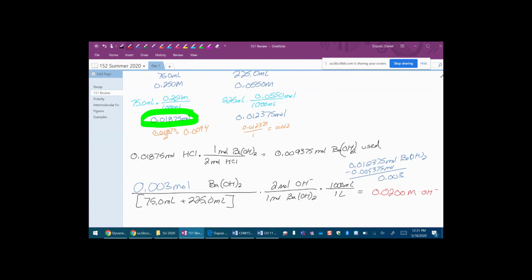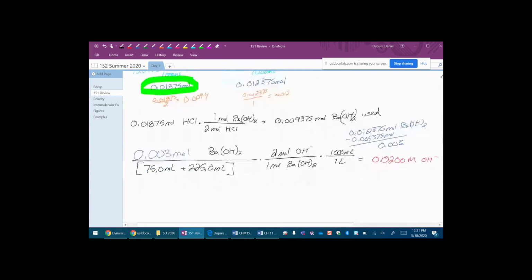All right. So if we follow that, we found the limiting reactant. We take the molarity times the volume. Wrote the balanced chemical equation. Molarity times the volume to get moles. Found the limiting reactant. Found how much barium hydroxide was used. Then found out how much barium hydroxide was left. And then figure out how much hydroxide was left from the barium hydroxide divided by the total volume to get the concentration. All right, and that's going to be important for pH problems when you do the pH problems.